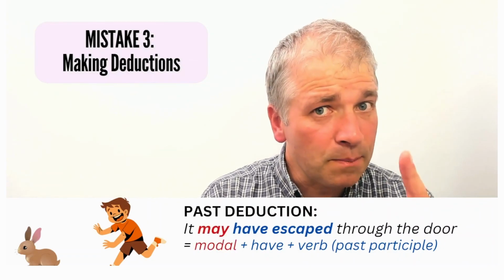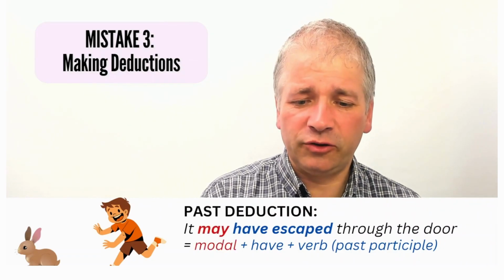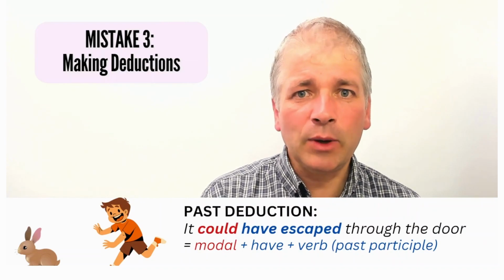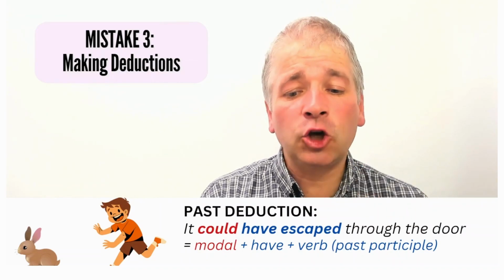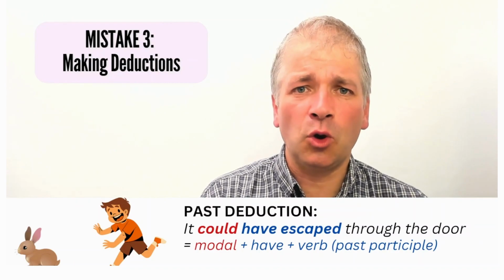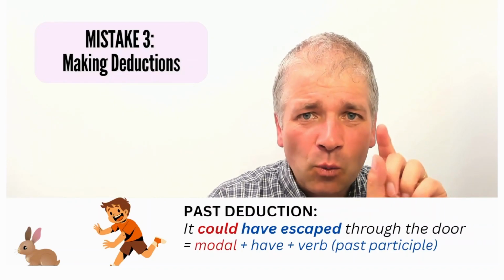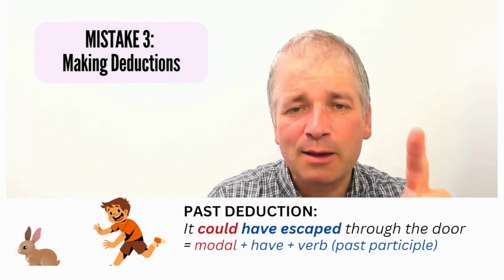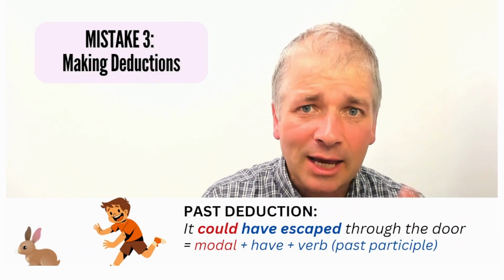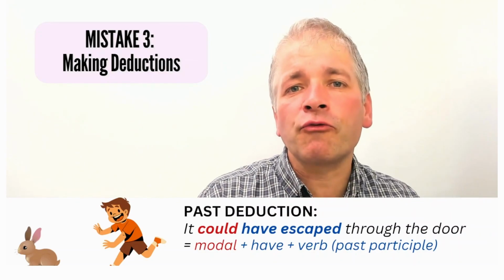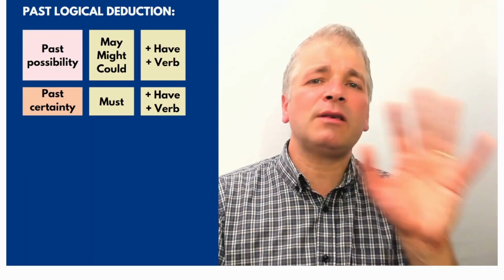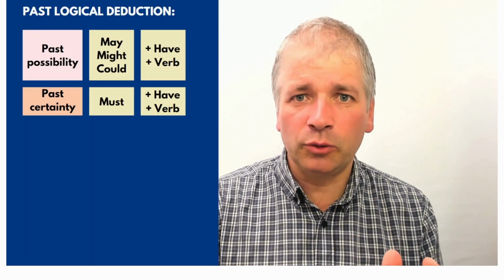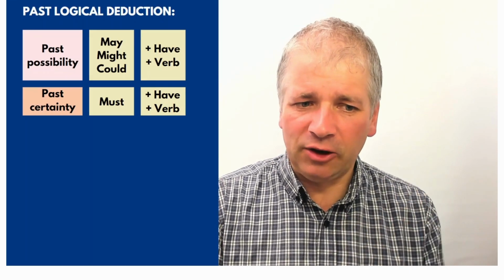We could also use may for logical deduction. It may have escaped through the door. And we can also use could here. It could have escaped through the door. But could is the word where sometimes we go wrong. And this is one of the mistakes I want to help you correct in a moment. Let's go through the whole system of how logical deduction works in English.